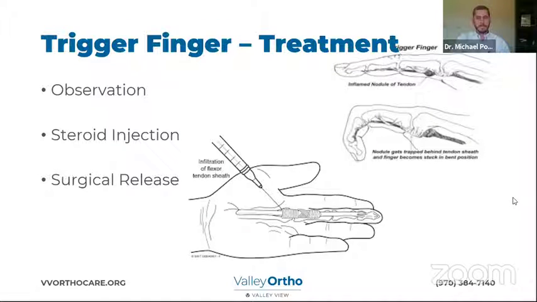Treatment for trigger finger can either be observation, steroid injection, or surgical release. For patients that have some milder symptoms or find their symptoms tolerable, this is a safe condition to live with. The tendon isn't going to rupture or break, but it won't necessarily get better on its own.